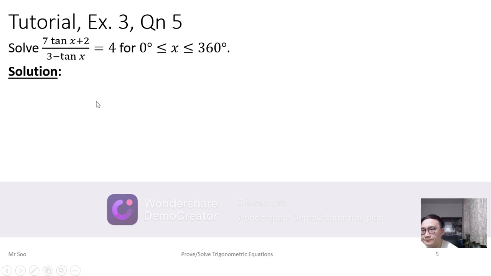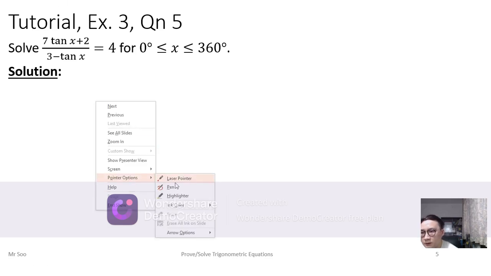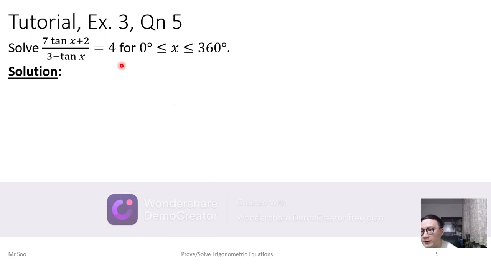For question 5, we have the following expression: 7 tangent x plus 2 divided by 3 minus tangent x equals 4, for x bigger than or equal to 0 degrees, less than or equal to 360 degrees. This bound here is very important, because later this will tell you that your final answer needs to satisfy this range.